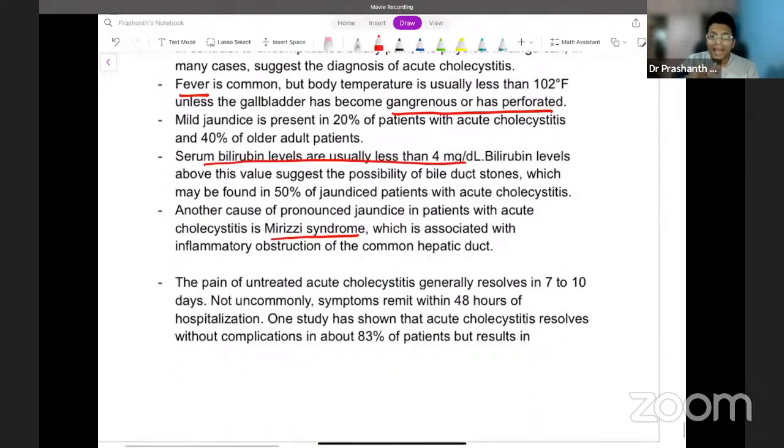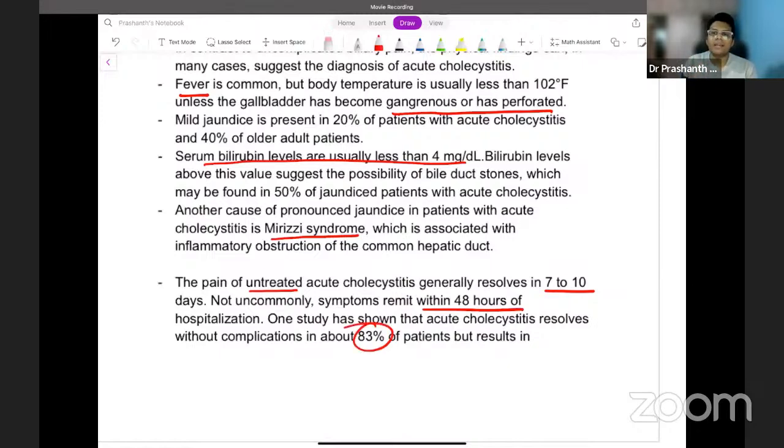Now, natural history of cholecystitis is sometimes questioned, and please know them. If it's untreated acute cholecystitis, usually in a week's time, it resolves. Not uncommonly, it remits within 48 hours of hospitalization. In one of the studies, what they've shown is acute cholecystitis resolved without complications in almost 80% of patients.